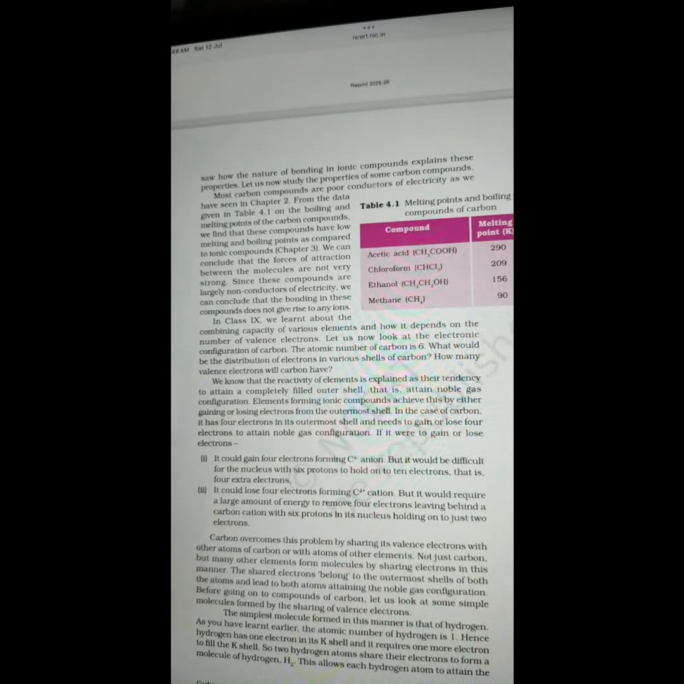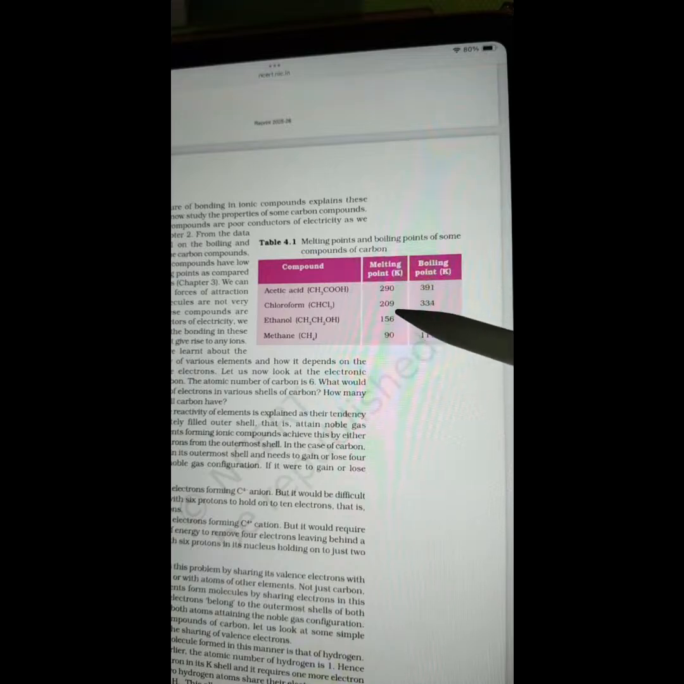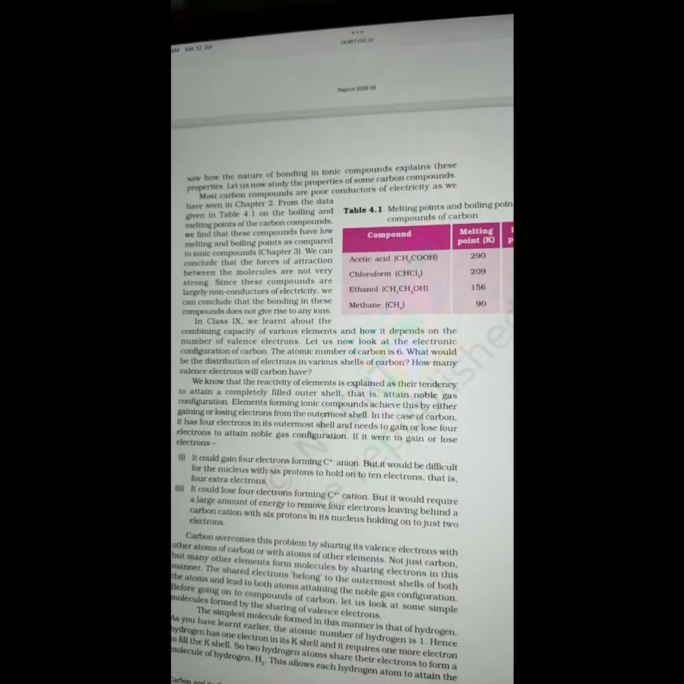rise to any ions. So if you look at table 4.1, melting and boiling points of some compounds of carbon are given. These are acetic acid, chloroform, ethanol, methane. Melting point among all the 4 given compounds is possessed highest by acetic acid, and the boiling point of acetic acid is also the highest. Make sure that you learn the unit. It is given in Kelvin, which is the SI unit of temperature.